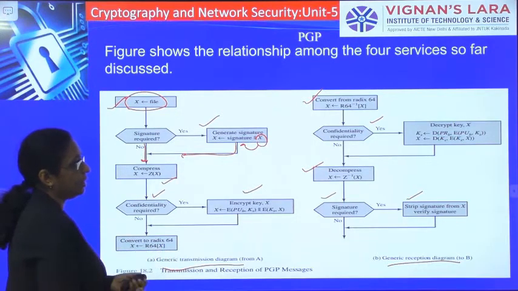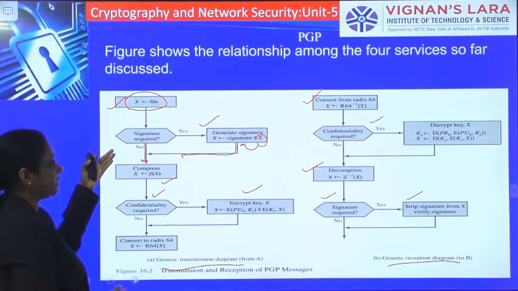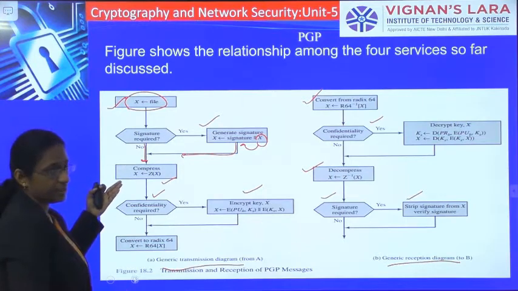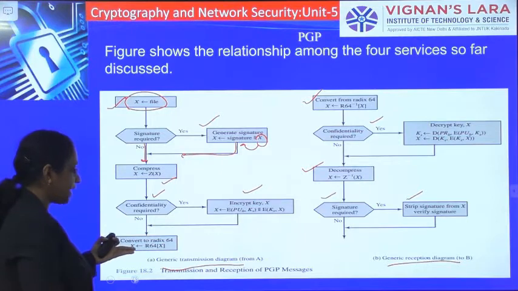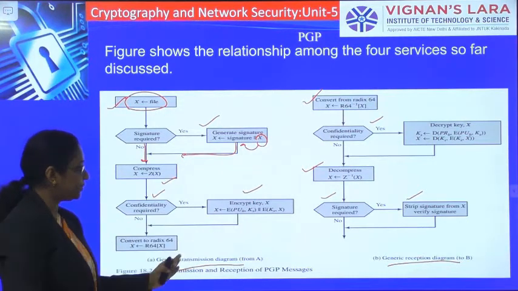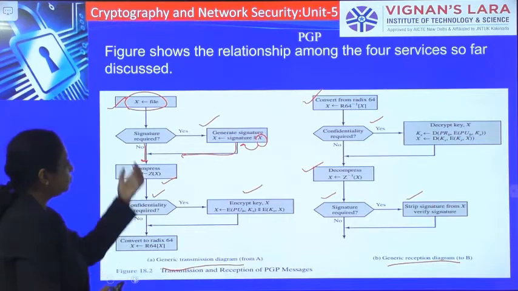Okay, so this is where the file is checked for generating the signature, and then compression is done, and then confidentiality can be achieved, and then radix 64 conversion is performed, and the transmission is the inverse. Since the reception is the inverse, we will be going from down to up.